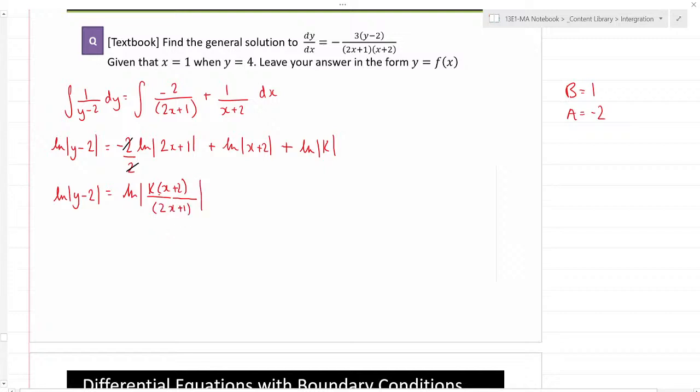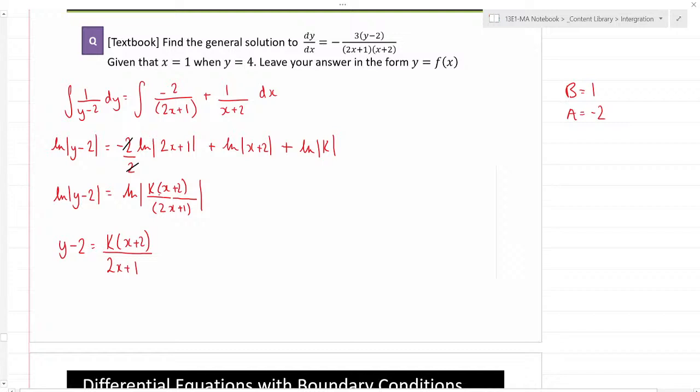Everybody all right with that? Yeah? So then we can write that y, because we're not cancelling the ln's. It's just because they're both in terms of ln, then we know that whatever's in there must be the same. So it's going to be y minus 2 is equal to k times by x plus 2 all over 2x plus 1. Now, what we don't know yet is what that k is. But how do I work out what that k is?